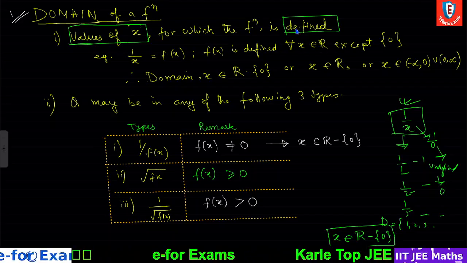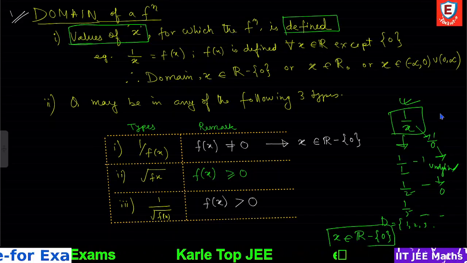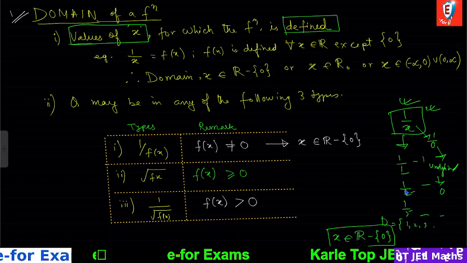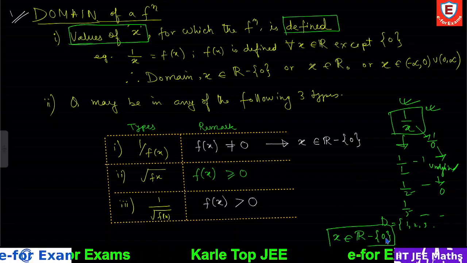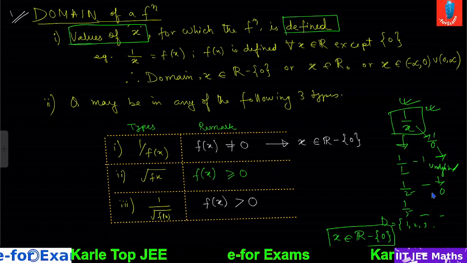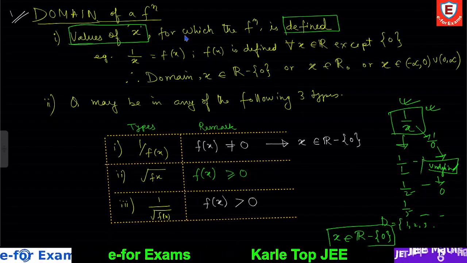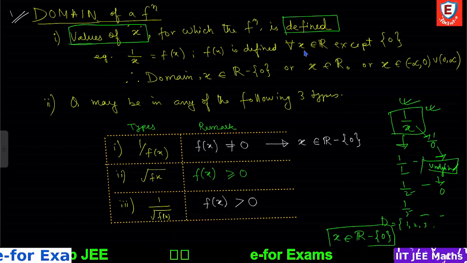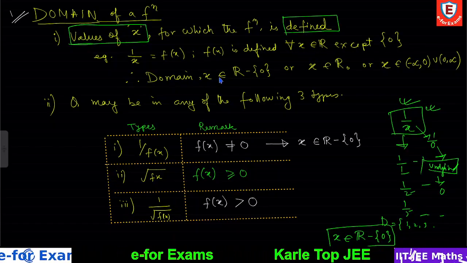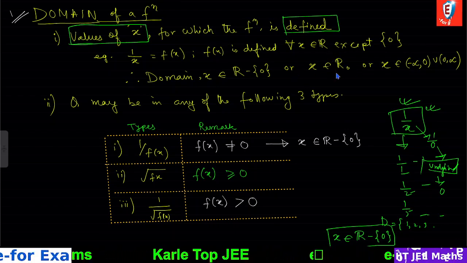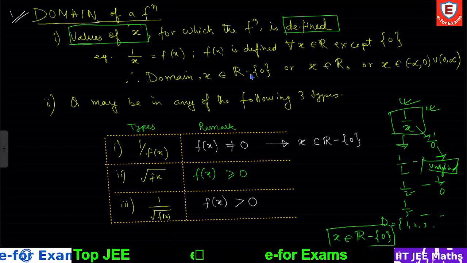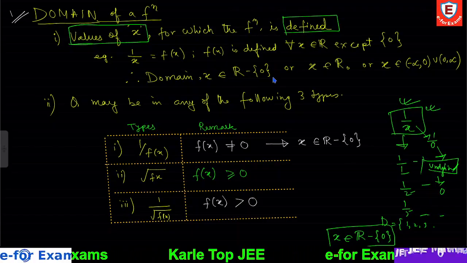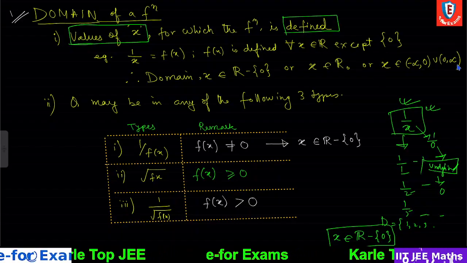The domain is the value of x for which the function is defined. Taking 1 by x as an example, 0 cannot be the value of x. Any other real value can be taken, because x is defined over R except 0. When we keep x as 0, the function is undefined. So the values of x for which the function is defined are called the domain of the function. F of x equals 1 by x is defined for all x belonging to R except 0. Therefore the domain is x belongs to R minus {0}. In the first class I told you that R naught represents all real values minus 0, so we can represent it like this.